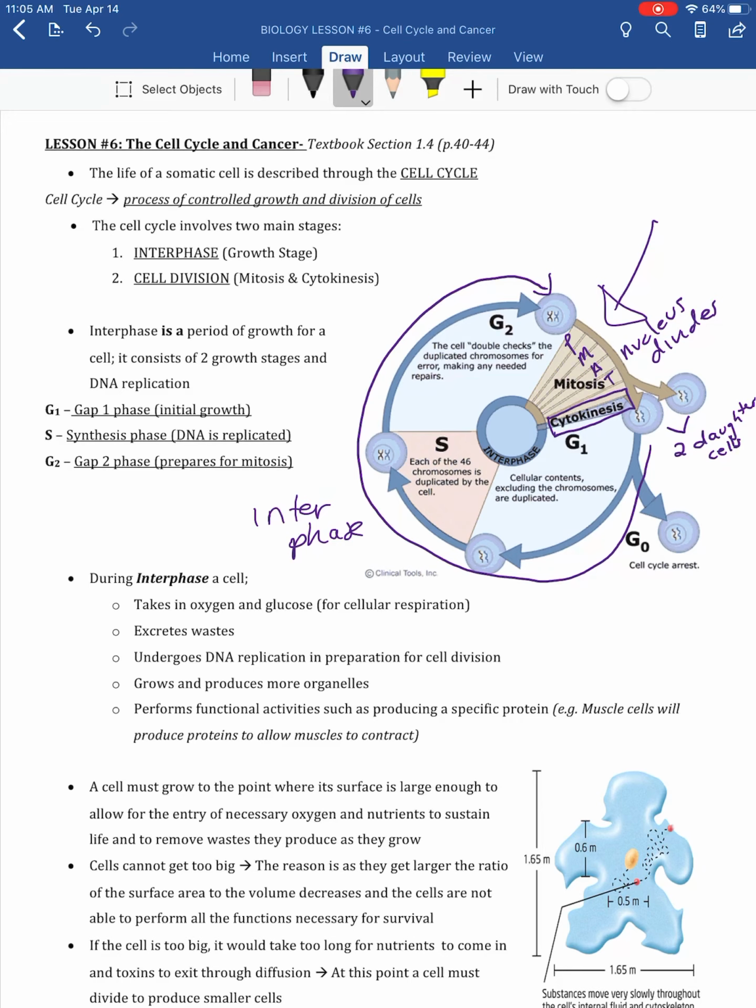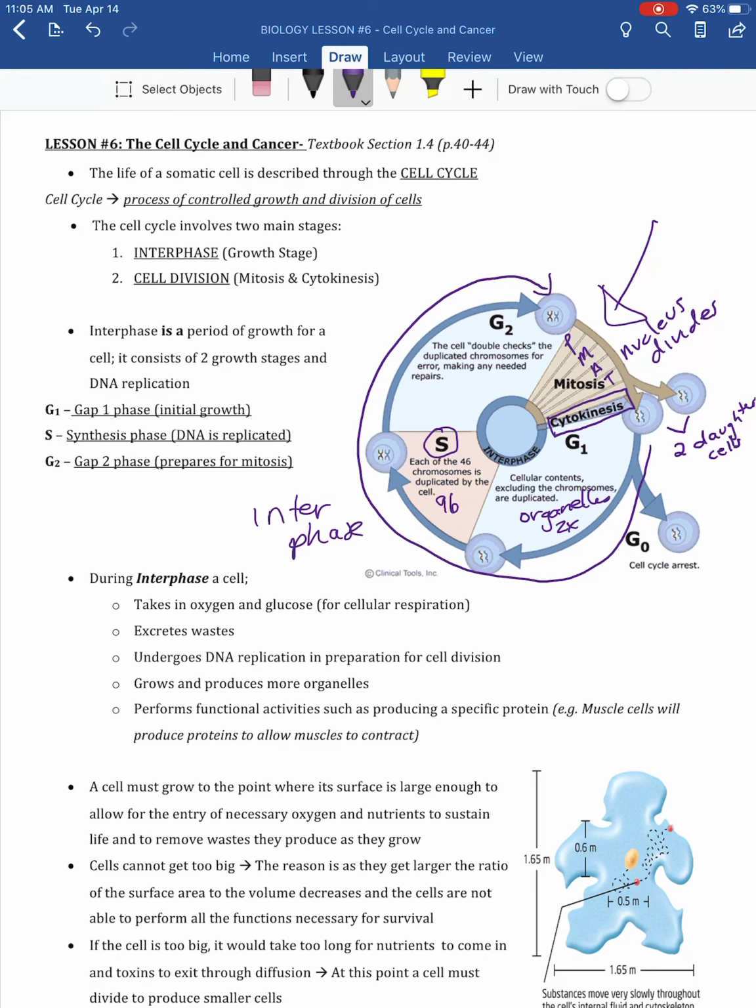All right. So once again, looking at interphase, we've got three parts to it. It's our growth stage. So originally, the organelles are duplicated, right? Doubled. Okay, and the cell gets bigger. Then in S phase, my DNA is synthesized, so my DNA is duplicated. So at this point, we have 96 chromosomes.